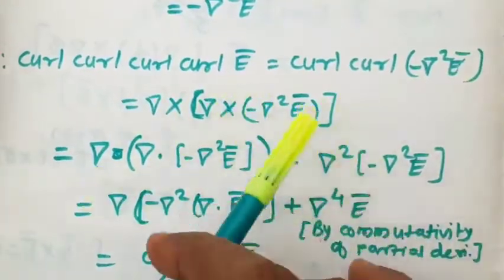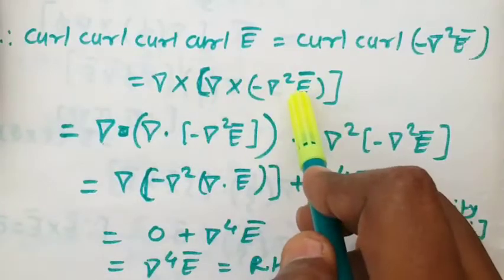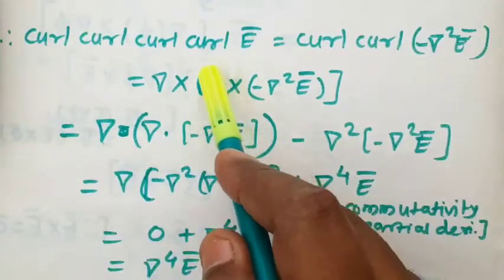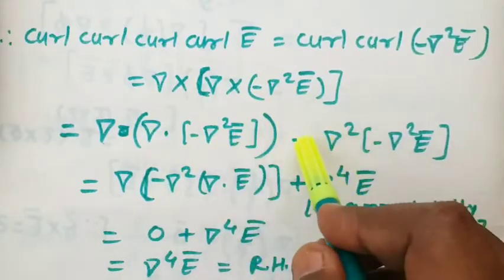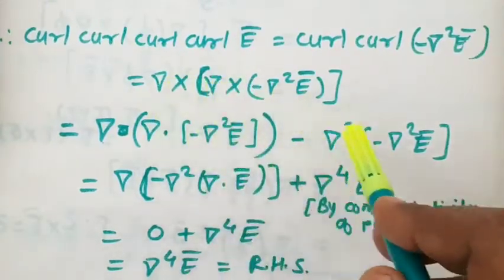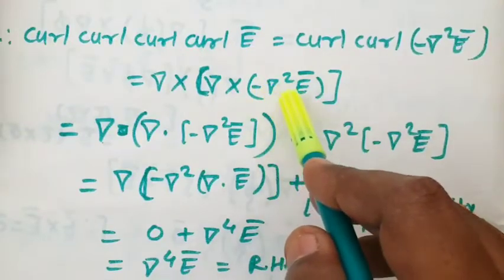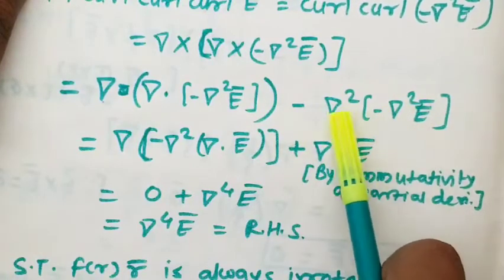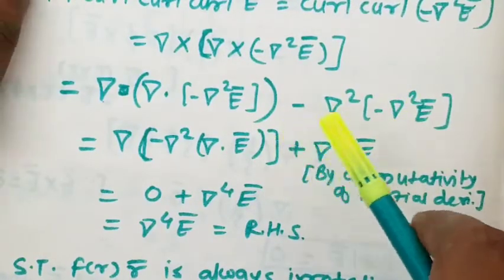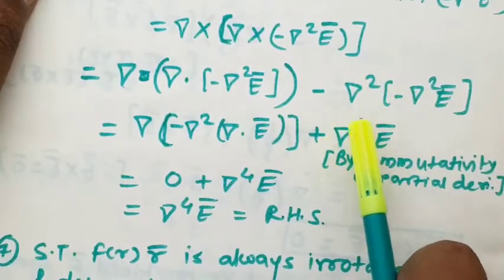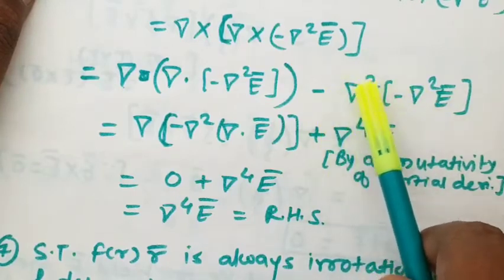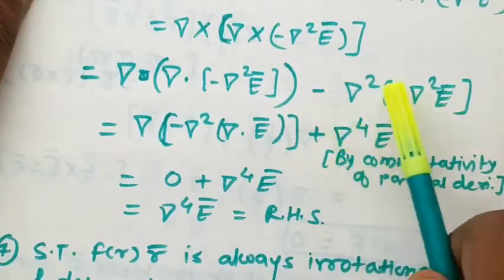Now again use the vector triple product, first dot third into second. This second is del as it is, first dot third vector, minus first dot second, del dot del is again del square into third, that is minus del square E bar. Okay, now minus del square into minus del square will become del raised to 4, because we know that del is an operator which satisfies the law of indices, and we have used in the example also del raised to 4 is del square into del square. So del square into del square will be del raised to 4. So this will be the second term.